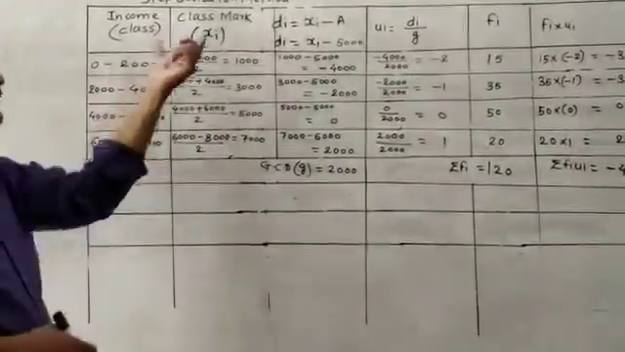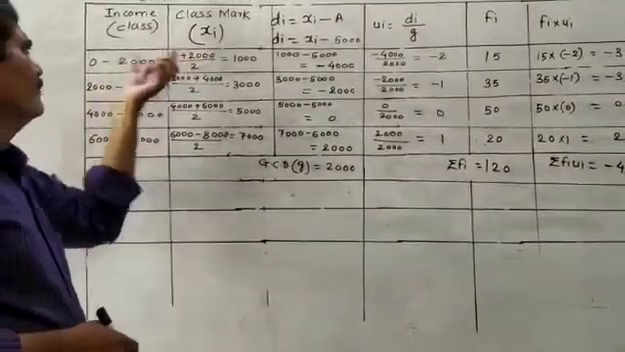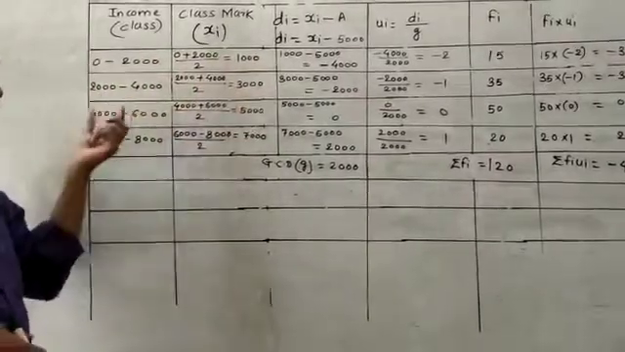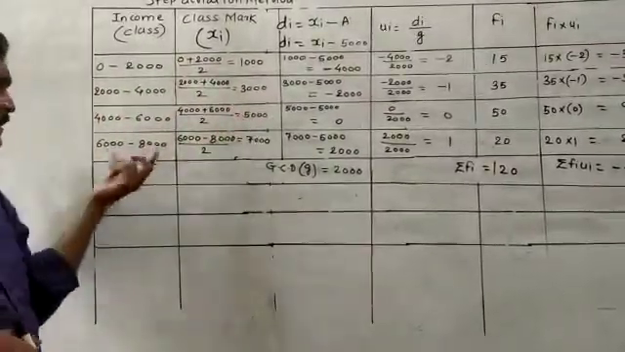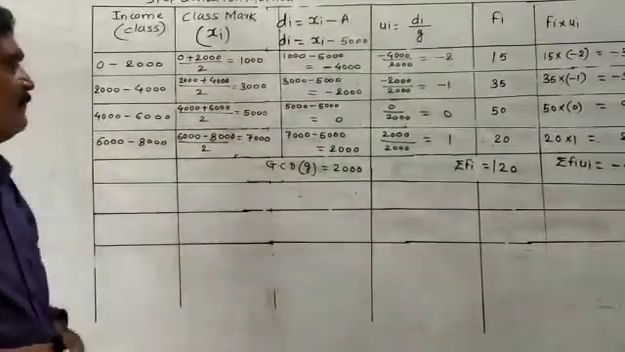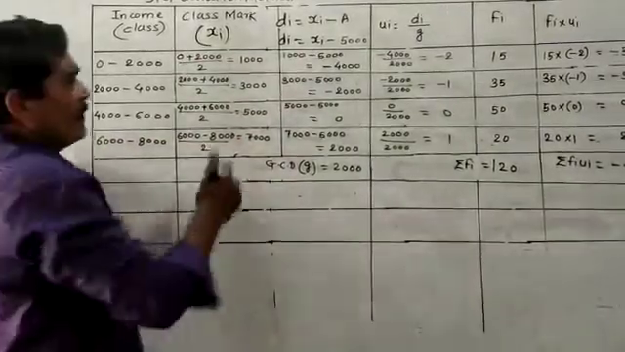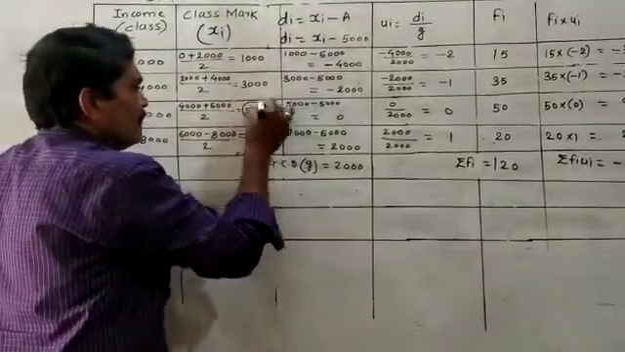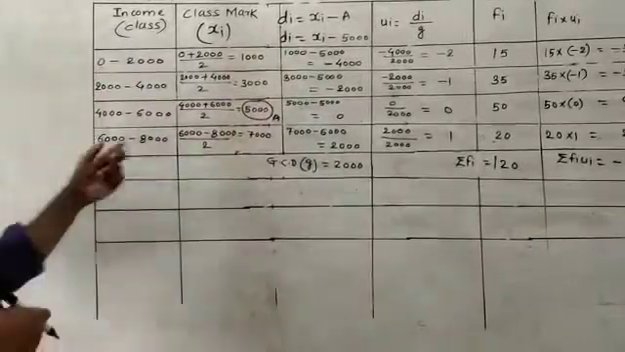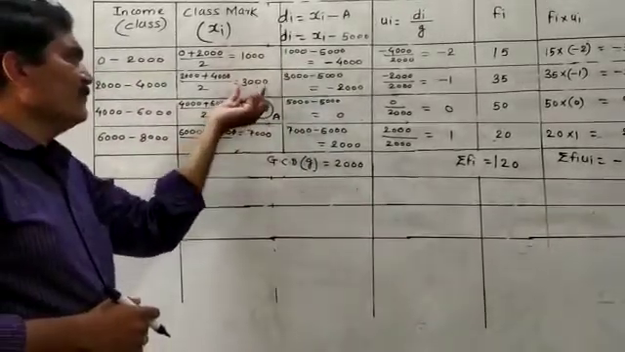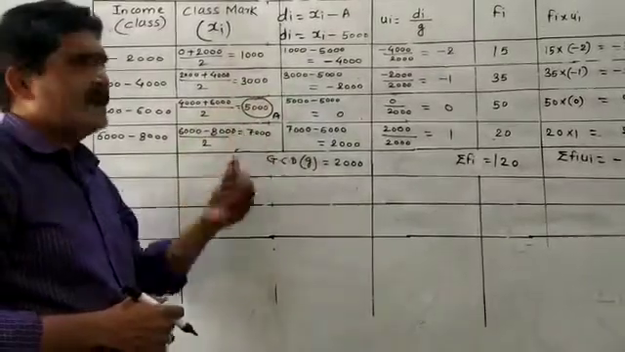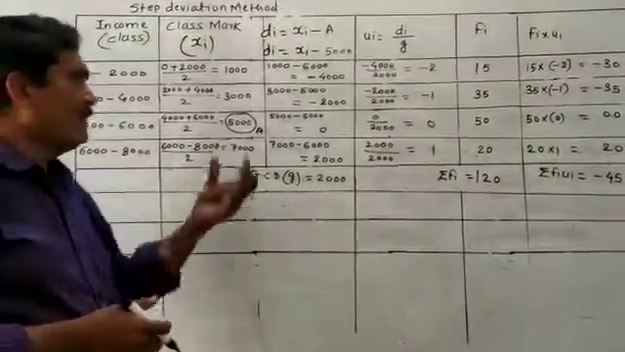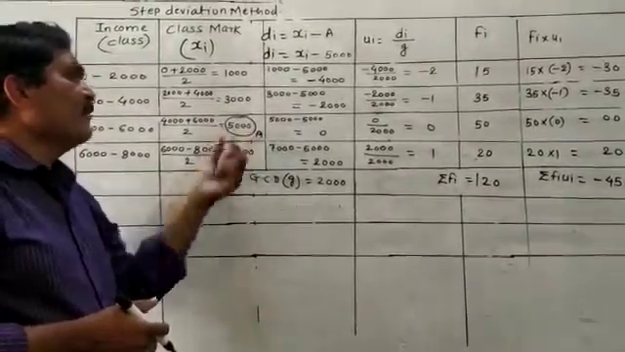After that you have to find the class mark: upper limit plus lower limit divided by 2. The class mark of the first class is 1000, the second is 3000, the third is 5000, and the fourth is 7000. Once you have the class marks, you have to assume one of them as A. I will assume 5000 as A. You could assume 3000 or 7000 as A, any class mark works, but it is better to take a middle one.